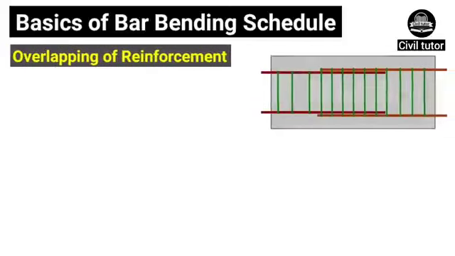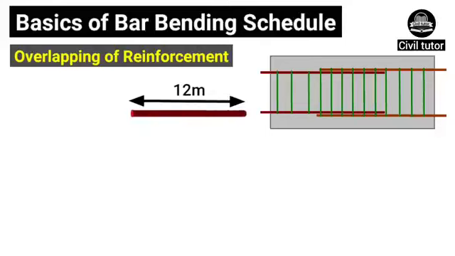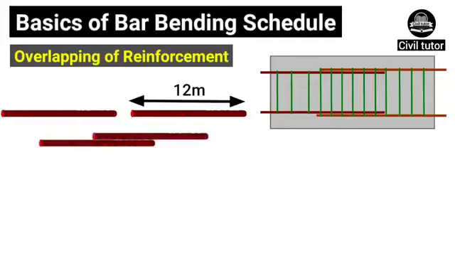The next topic is about overlapping. As we know, the standard length of a reinforcement bar is 12 meter. In case we need to increase the span of a structural member like beam or column beyond the standard length of reinforcement, we also need to increase the length of steel bars by adding more reinforcement bars. If we add the straight bars directly from end to end, then there may be chances of slippage of steel, which is prevented by overlapping the bars.